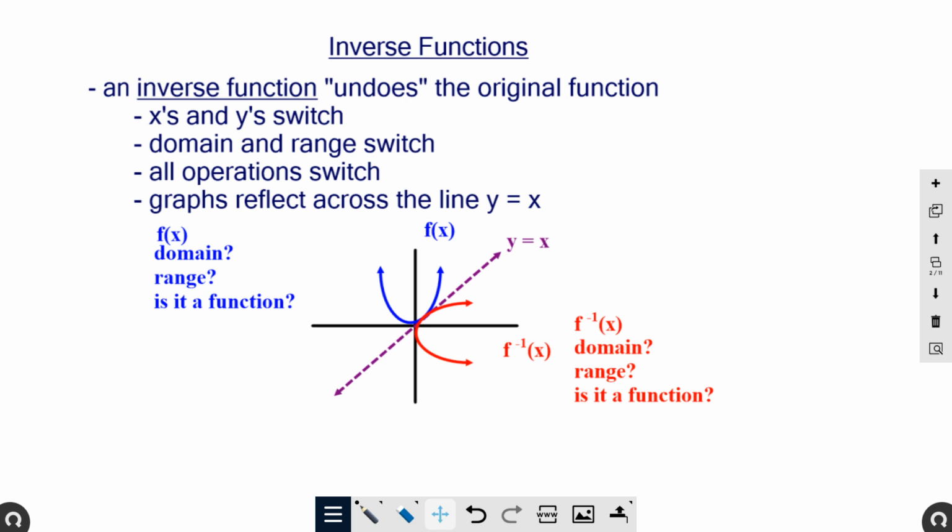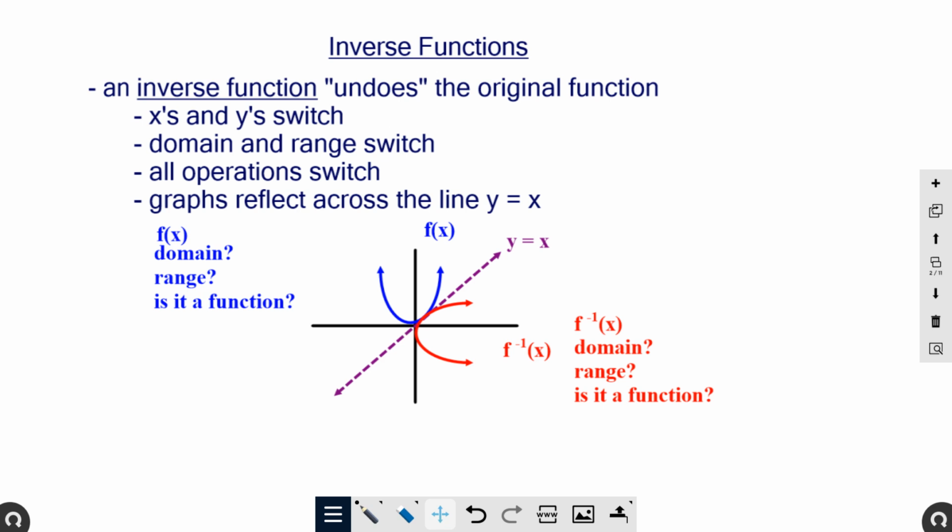If you want to look at it graphically, the graphs reflect across the line y equals x. Now, if you remember some things from Math 2, think about that transformations unit that we did. Remember when we plotted like our triangles and then we reflected them over and we had all the rules?